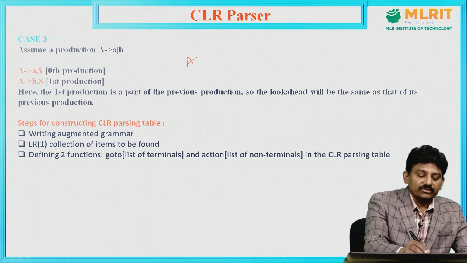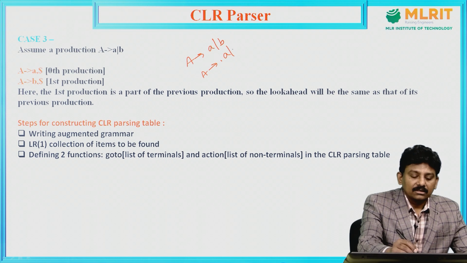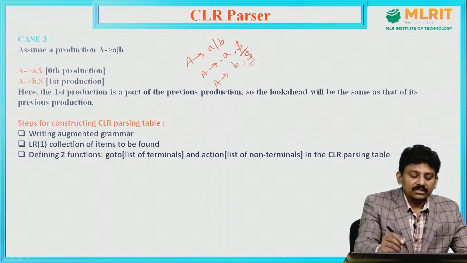Case 3: if there is a rule S derives A or B, the lookaheads for these rules are: S derives dot A, comma dollar; S derives dot B, comma dollar. Dollar marks the end of the string.